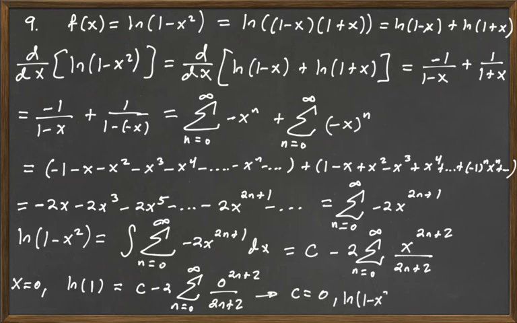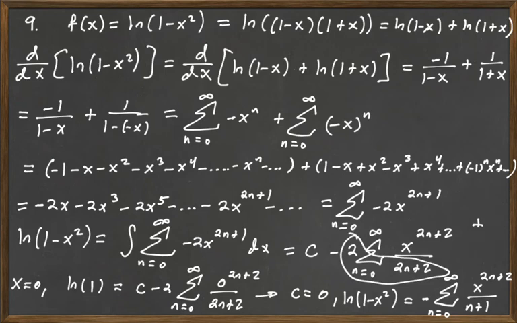And therefore, the natural log of 1 minus x squared is equal to negative sum n equals 0 to infinity of x to the 2n plus 1 over n plus 1. And I went ahead and did one more thing. I saw the factor of 2 and then the divisor of 2, so we can go ahead and reduce there.